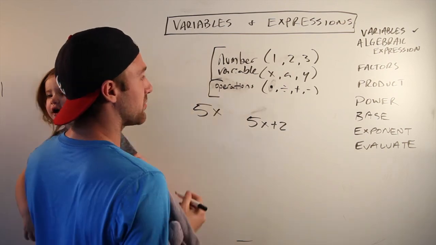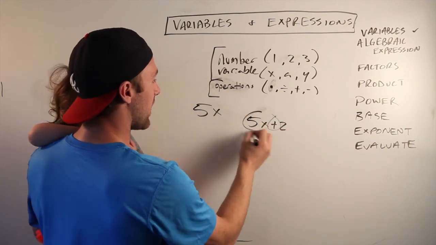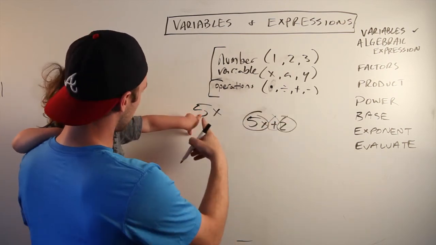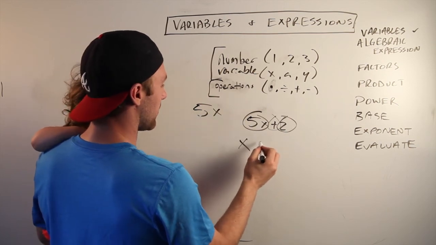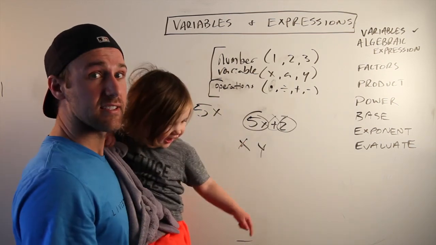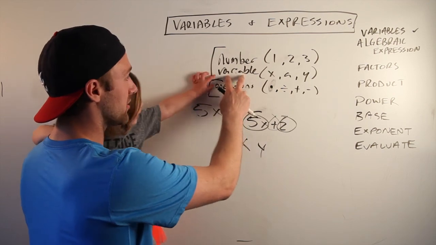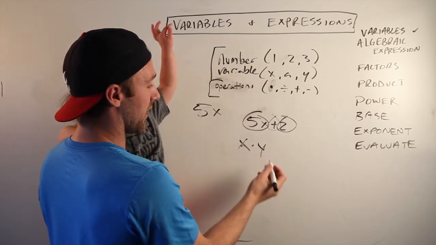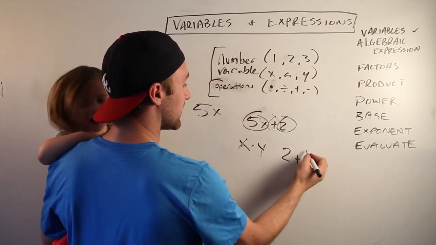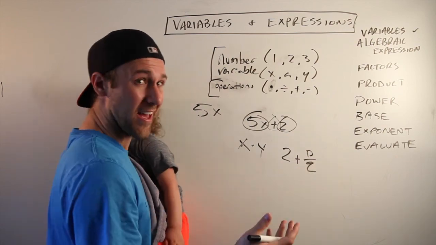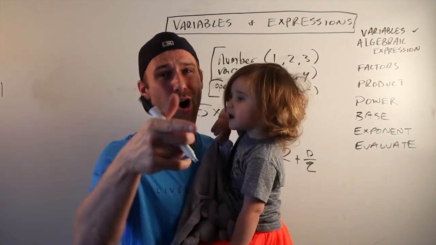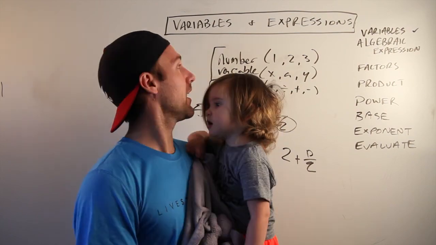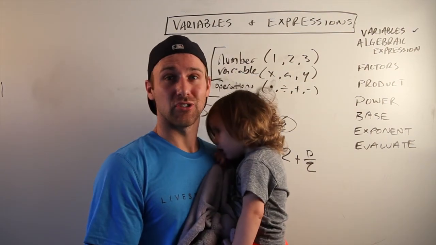Okay, so that's an algebraic expression because we have an operation and we've got numbers and variables. That's right, that's a 5. So let's say we do xy. X times y. You've got two variables and you've got an operation. They're being multiplied. What about 2 plus p over q? Heck yeah, that's an algebraic expression all day. All right, and that's what algebraic expressions are.